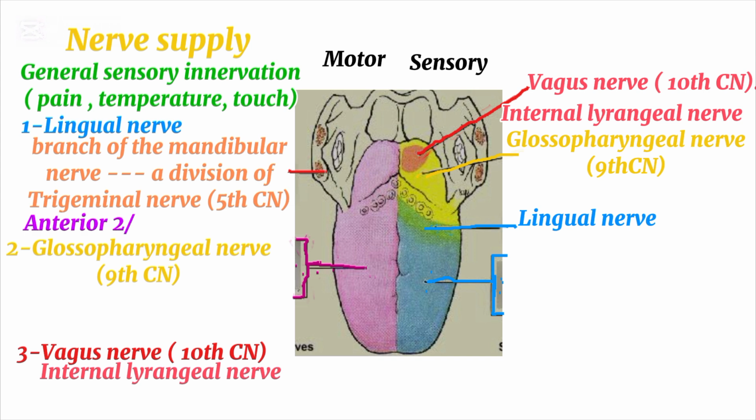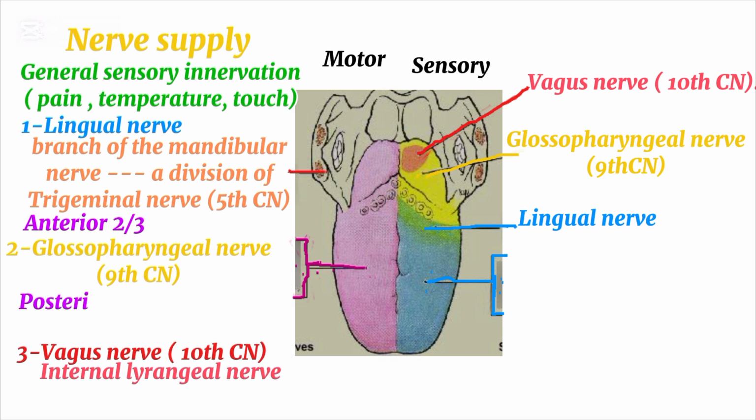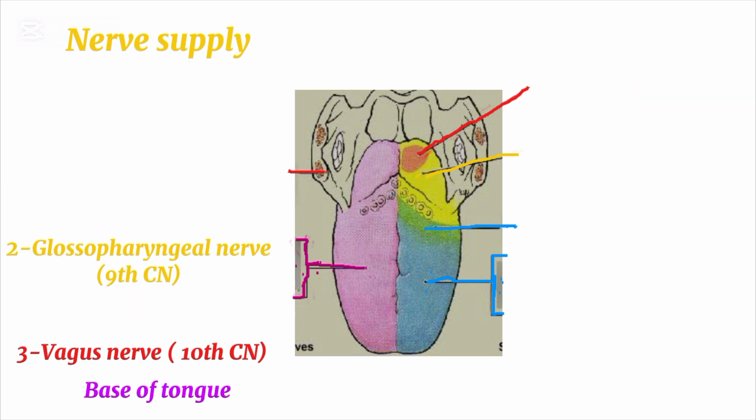Lingual nerve supplies the anterior 2/3 oral part of the tongue. Glossopharyngeal nerve innervates the posterior 1/3 pharyngeal part of the tongue, and vagus nerve innervates the base of the tongue.